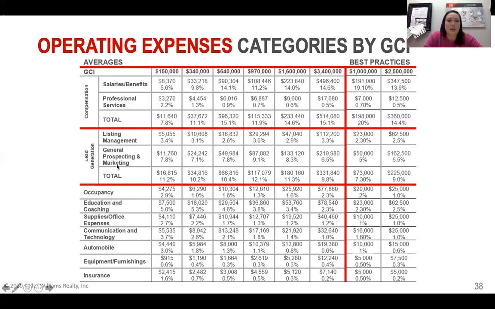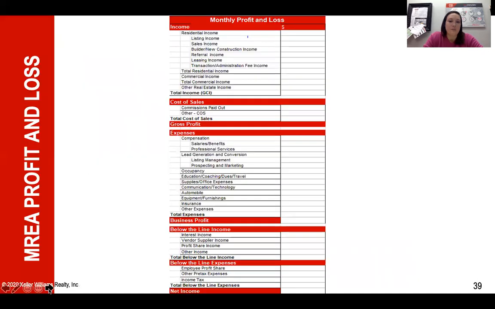So here is a MREA budget, a book of accounts. This is an example of that, where it shows you your compensation, your GCI, your lead generation, how much you're paying there, going down into occupancy. It's just a chart of accounts to help you keep up. Again, these are all benchmarks, but where you're at is where you want to look, right? And you always want to be playing red light, green light with that.